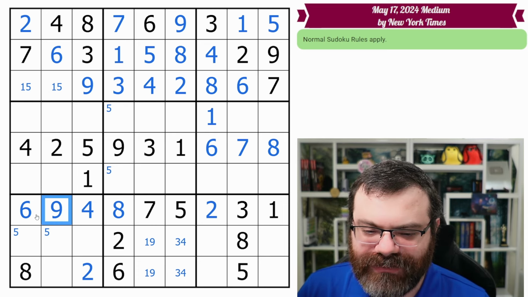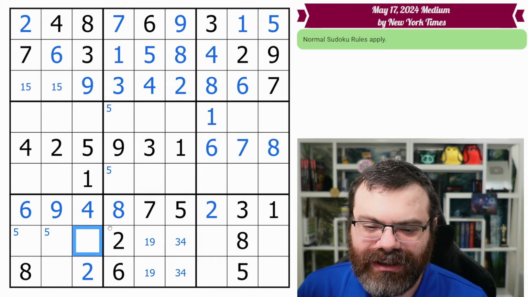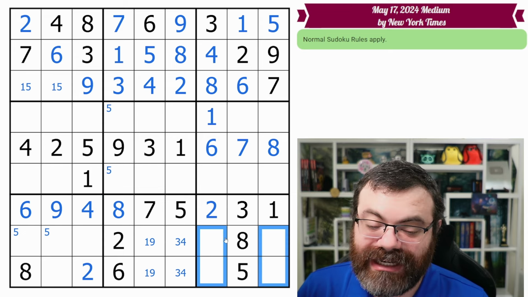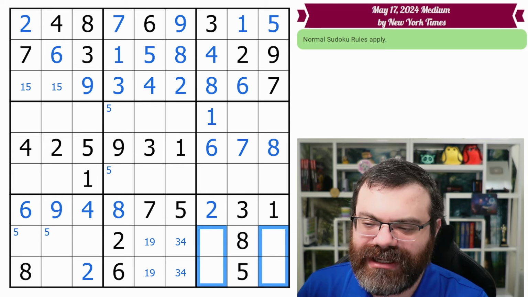So we got the 9, we got the 4, 6, and 9 as well. We're looking to see if that affected this band. It didn't, at least not any more than it has already. And we're going to think about all of the cells left in this band because they are down to four in the boxes.